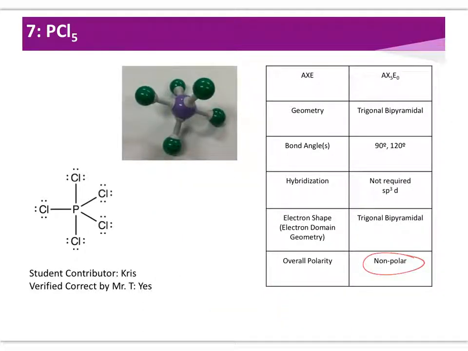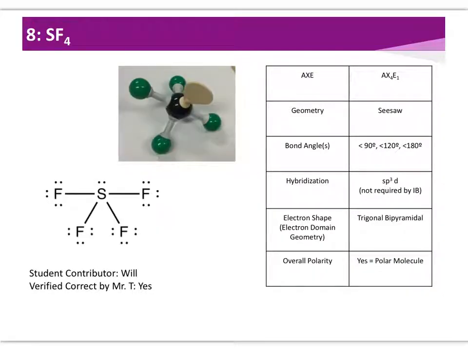PCl5 is non-polar because everything is distributed equally. This is the axis. Everything on the axis is going to be evenly canceled. And then these three atoms are on the equator. Everything there would cancel equally, and so I end up with overall non-polar. SF4 would be polar.